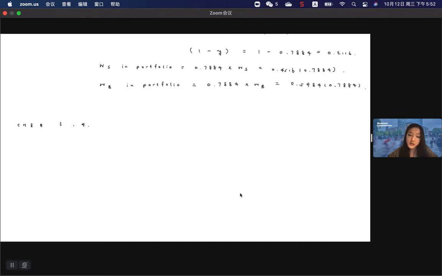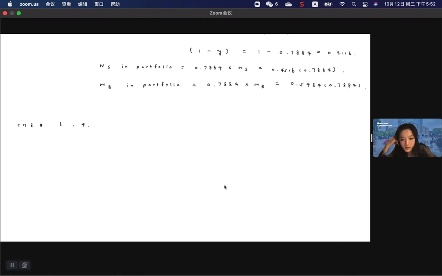Okay, so that is question 3. I hope I explained it. And let's look at question 4. So question 4 asks, consider the two index model regression results for A and B.